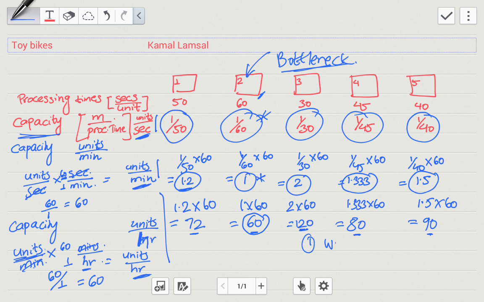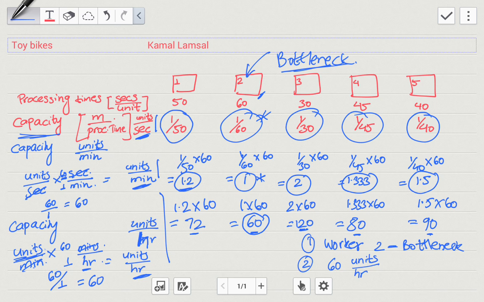The first question asks what is the bottleneck. So we know worker 2 is the bottleneck. The second question asks what is the capacity of the assembly line, or the same as saying what is the process capacity, expressed in units per hour. The process capacity expressed as units per hour is the capacity of the slowest worker, or the capacity of the bottleneck, which in this case is 60 units per hour.